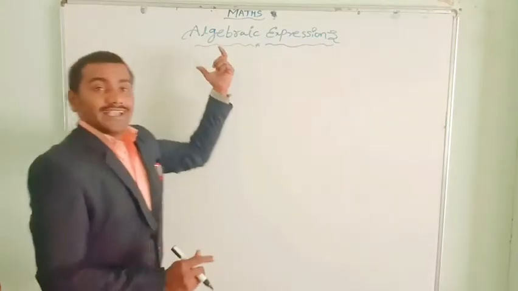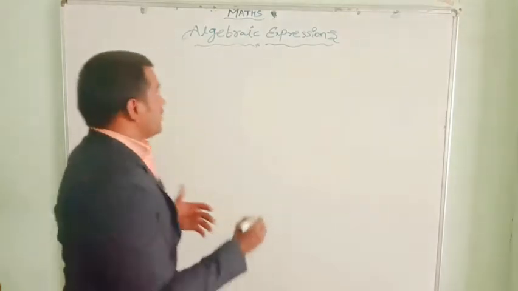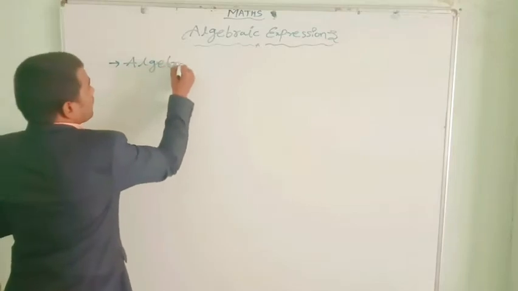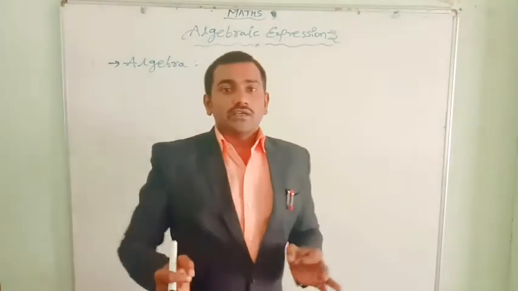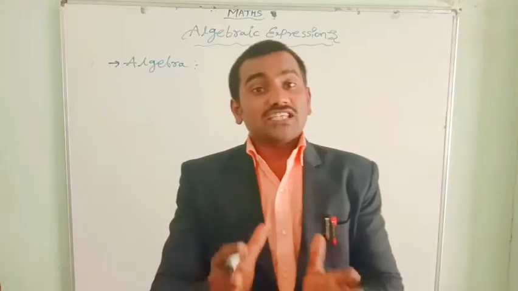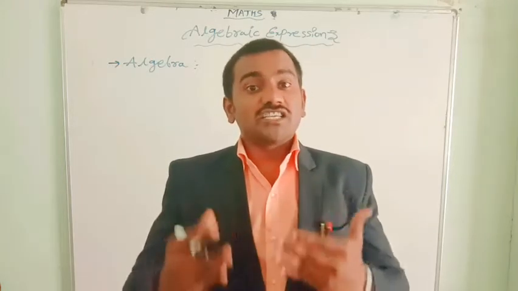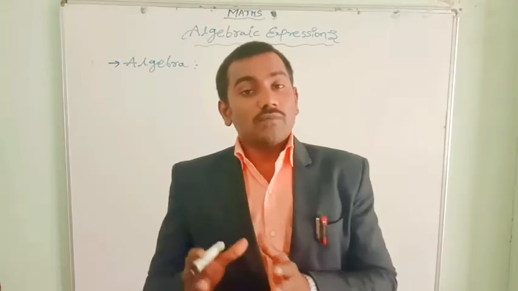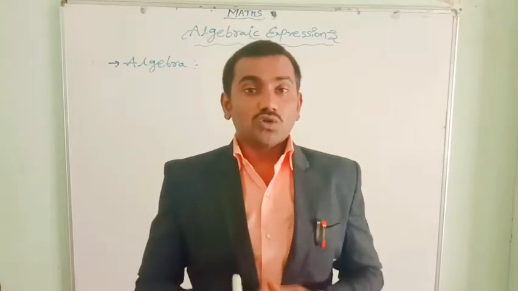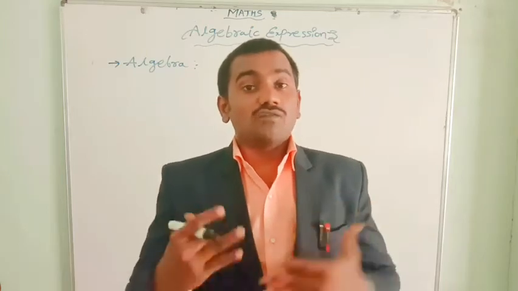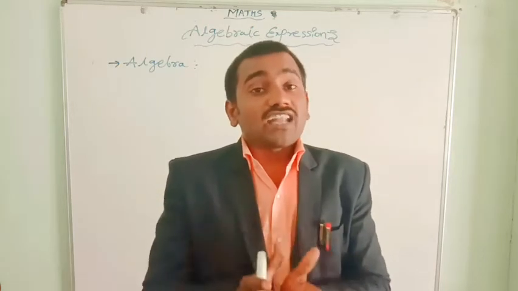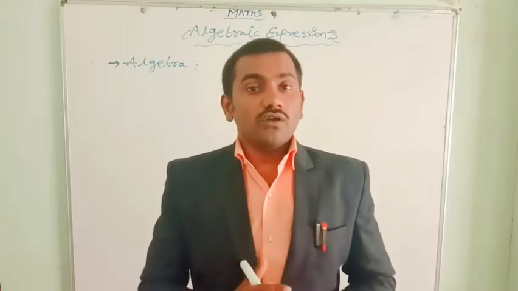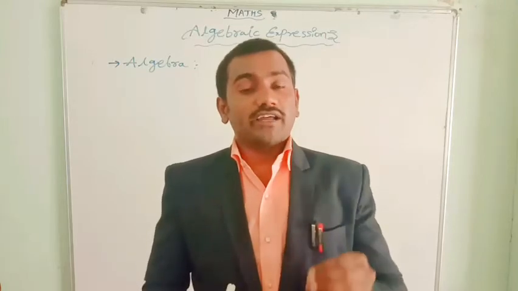First one, let's know the meaning of algebra. You all know the silly definition of algebra, but actually algebra is a branch of mathematics which always deals with constant terms and variables by using some arithmetical operations. So algebra is a branch of mathematics which always deals with numerical terms or constant terms and the variables which are connected by some arithmetical operations.